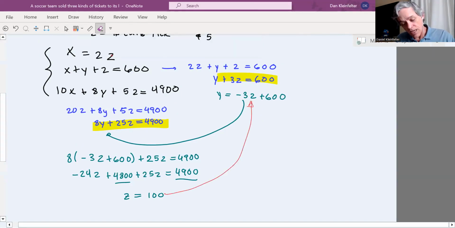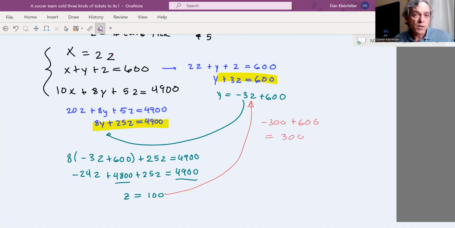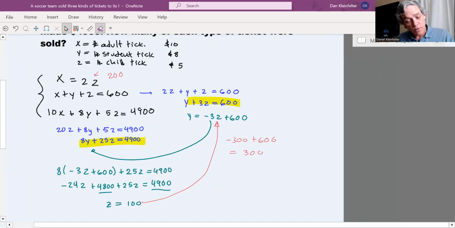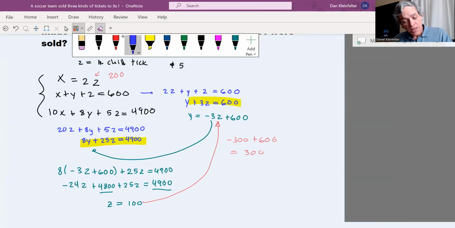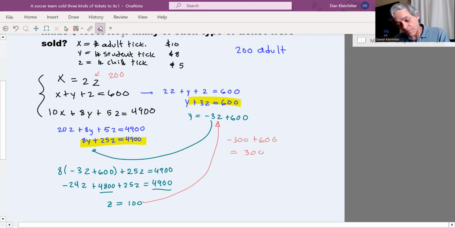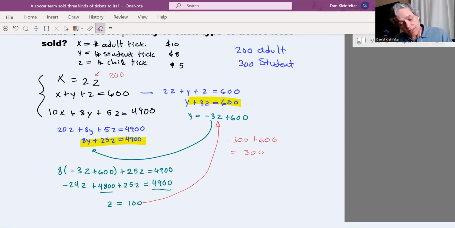Okay, here we're told the value of Y is negative 3Z plus 600. That will give us 300. So Y is 300. And then we're told originally that X is 2Z. So that will be 200. So the numbers here are nice and clean, actually kind of surprising. So here the number of adult tickets was 200. And the number of student tickets was 300. And then the child then was 100.